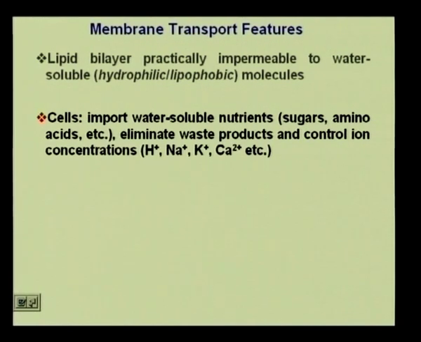Second, what cells actually do is import water soluble nutrients like sugars and amino acids, eliminate waste products, and control ion concentrations. This is extremely important in maintaining what is called a sodium potassium balance in our cells. So this is what the cells actually have to do, and the importing of the water soluble nutrients or the elimination of the waste products has to be done through these channels.